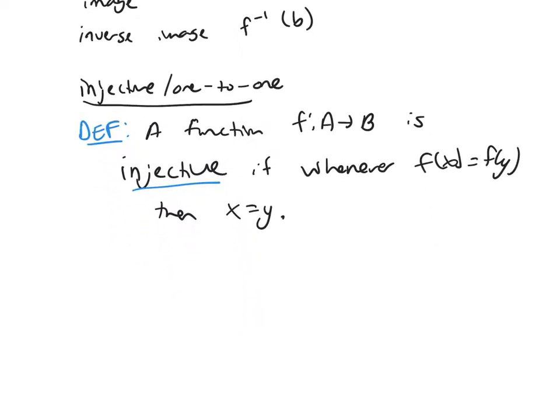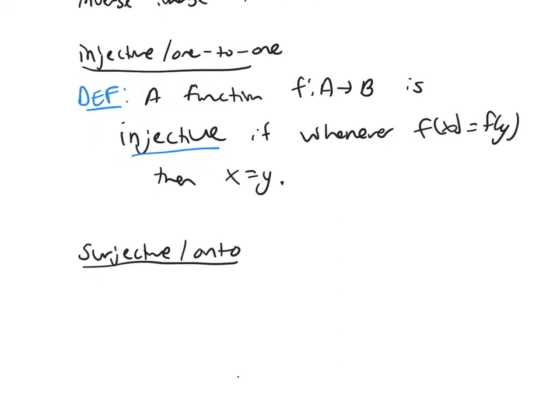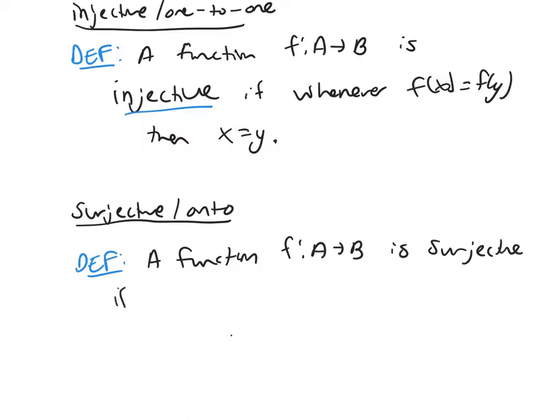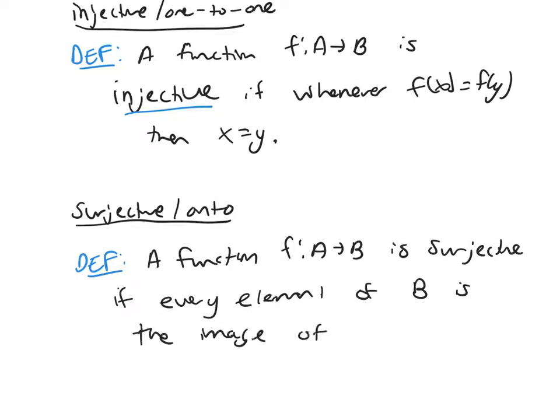So we also had surjective or onto. So I'll write the definition for that down as well. A function f from A to B is surjective if every element of B is the image of some element of A.